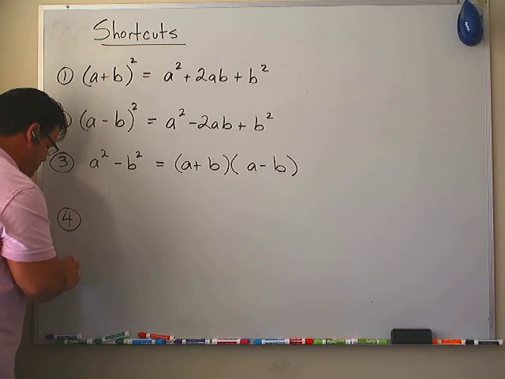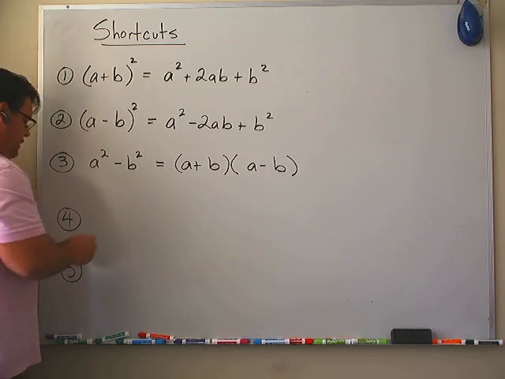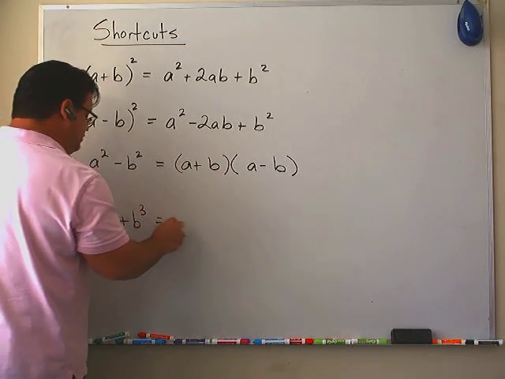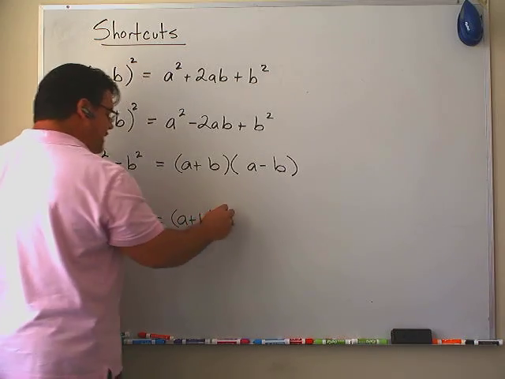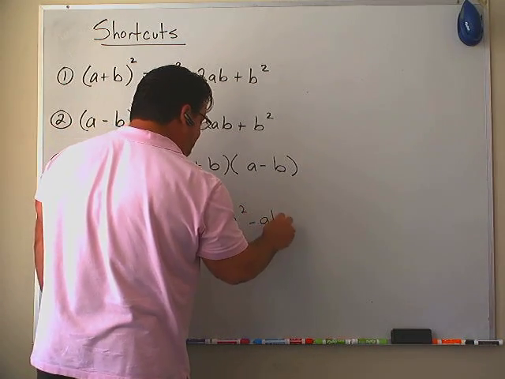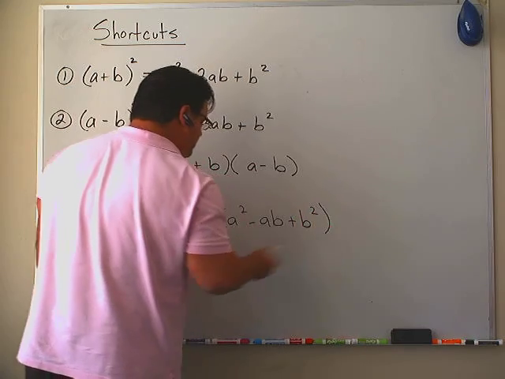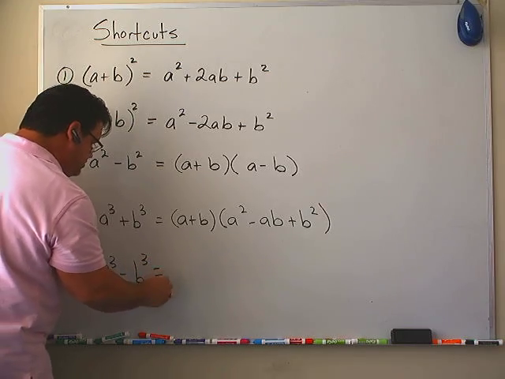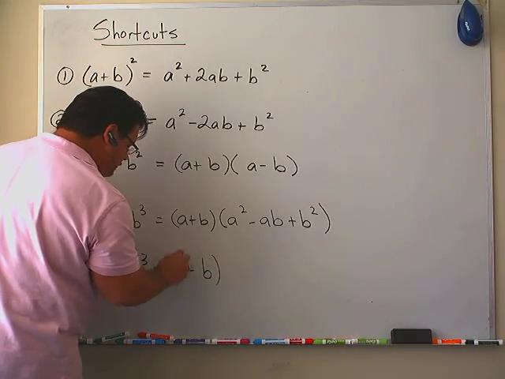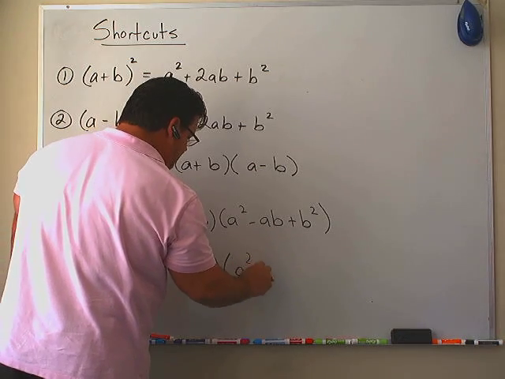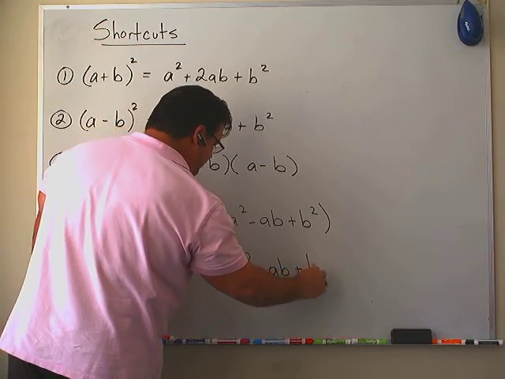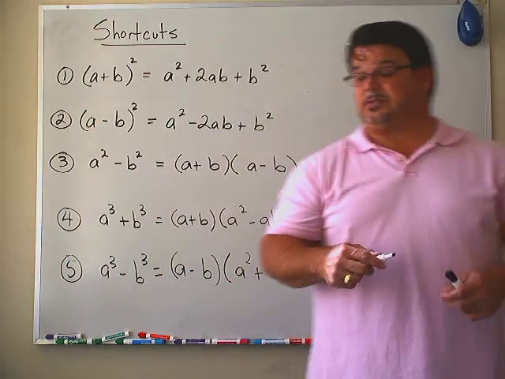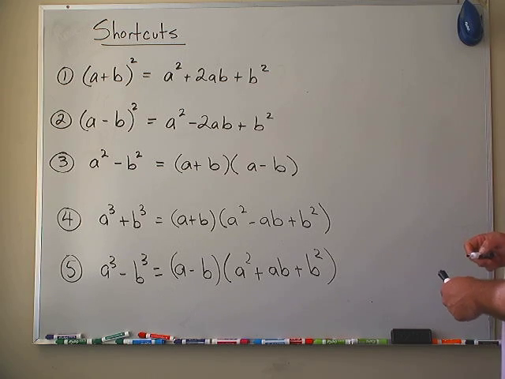Now these two we're not going to use a lot in this section, but I'll go ahead and write it down. And this one is a cubed plus b cubed is equal to a plus b times a squared minus ab plus b squared, and a cubed minus b cubed is equal to a minus b times a squared plus ab plus b squared. And these are what I call the 5 shortcuts.